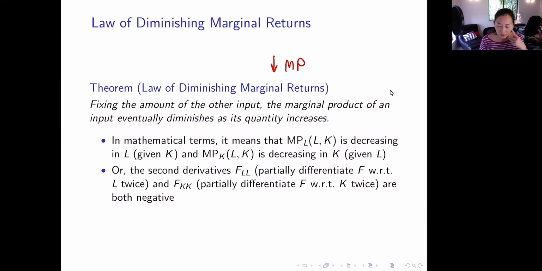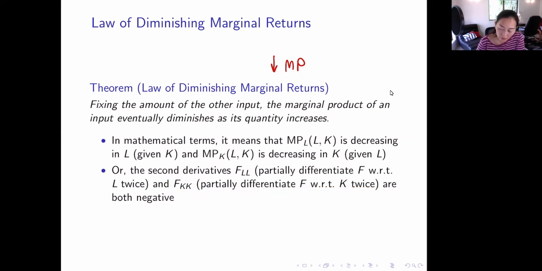In mathematical terms, it means that MPL is decreasing in L given K, and MPK is decreasing in K given L. Or the second derivatives, F_LL, the partial derivative of F with respect to L twice, and F_KK, the partial derivative of F with respect to K twice, are both negative.